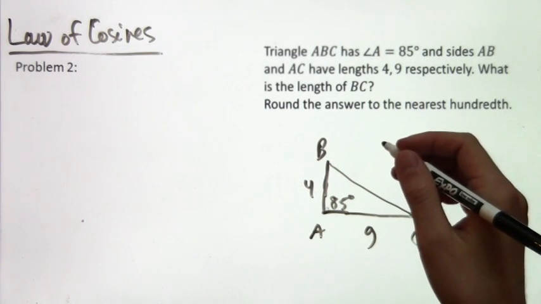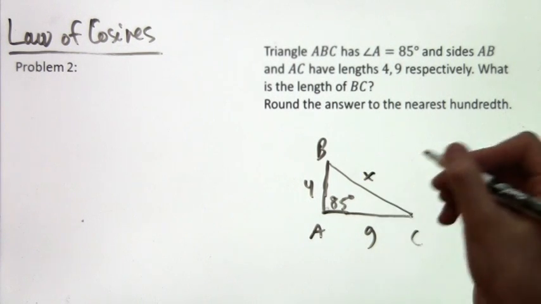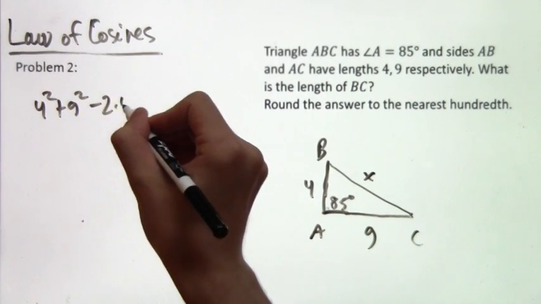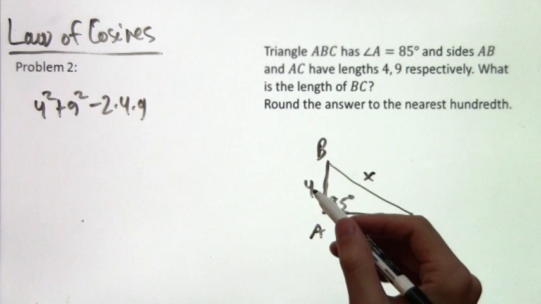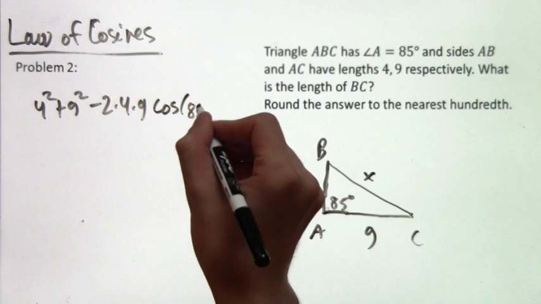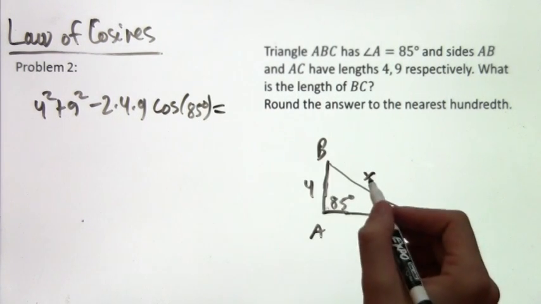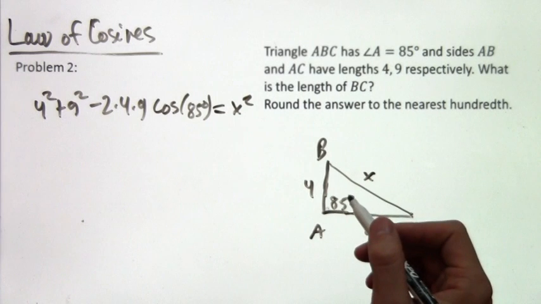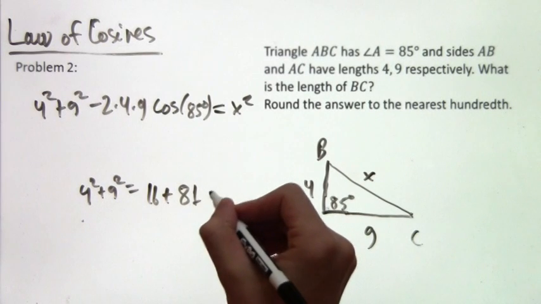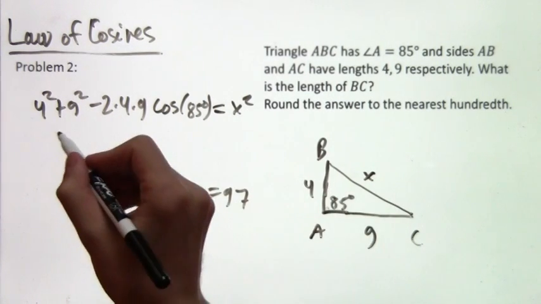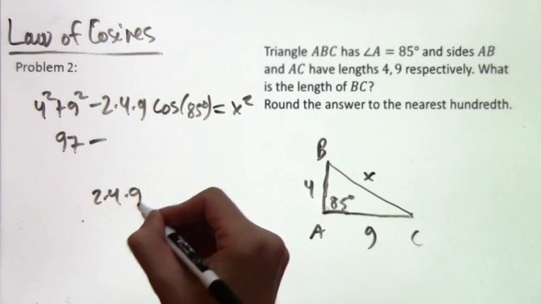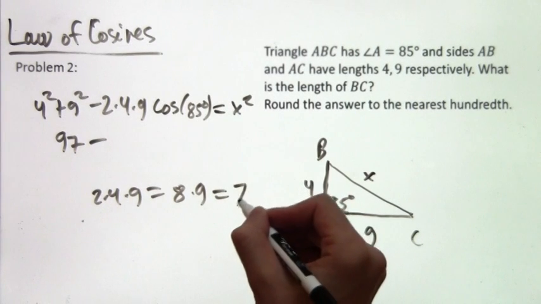So again, we're just going to apply the law of cosines because we're given two sides and the angle between them. I'm going to label BC x. Then we have 4 squared plus 9 squared minus 2 times 4 times 9, where 4 and 9 are the two given sides, and the angle between them is 85. So it's cosine of 85. And this whole expression is equal to x squared. So now I'm going to simplify again. 4 squared plus 9 squared is 16 plus 81 is 97. So we get 97 minus, and then 2 times 4 times 9 is 8 times 9 is 72.